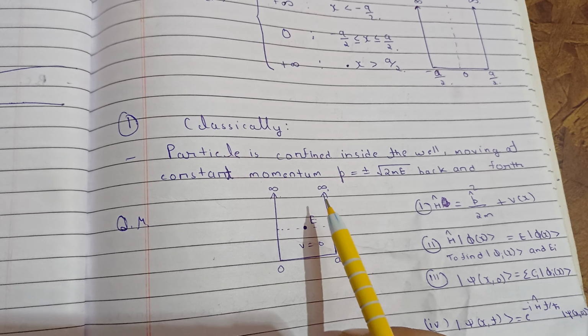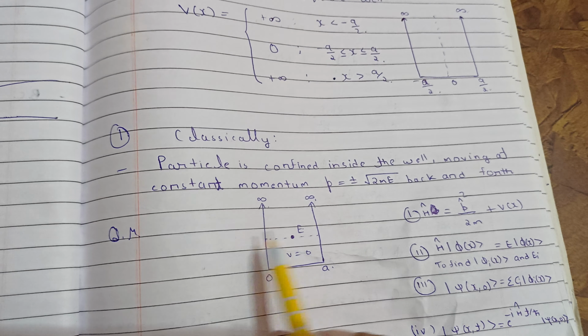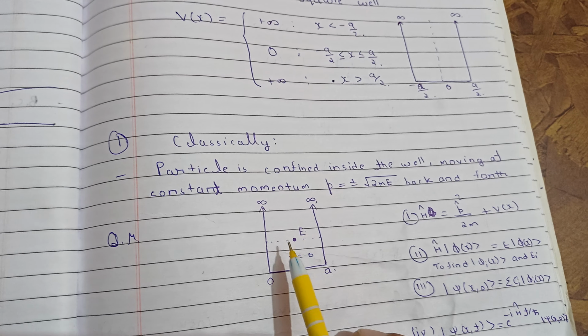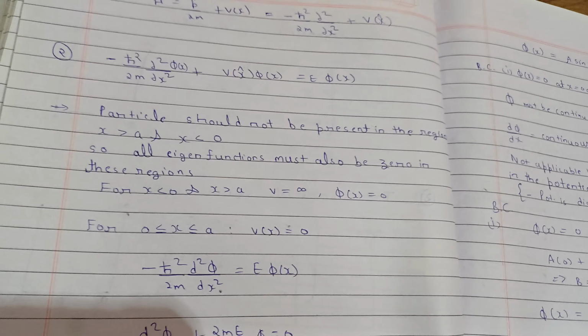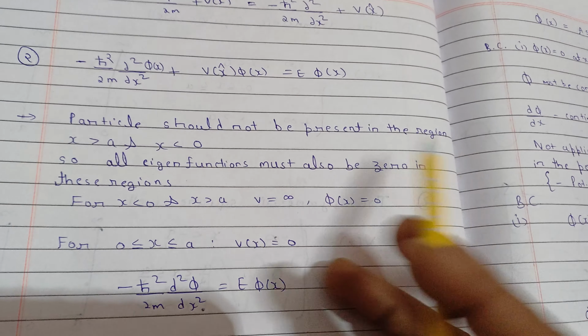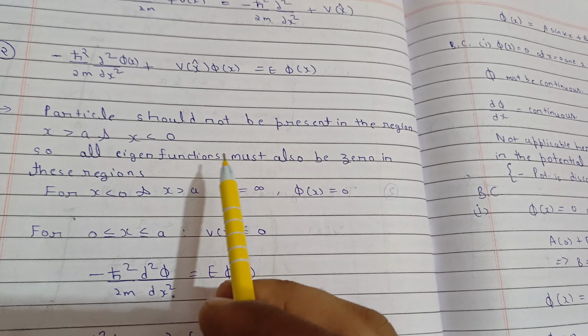Because there is no tunneling and anything can occur because the potential is infinite, phi will be 0 here and phi will be 0 here, and phi will be something here. It means all the eigenstates will be present inside this well. So particles should not be present in the region x greater than a or x less than 0, so all eigenfunctions must also be 0 in these regions.